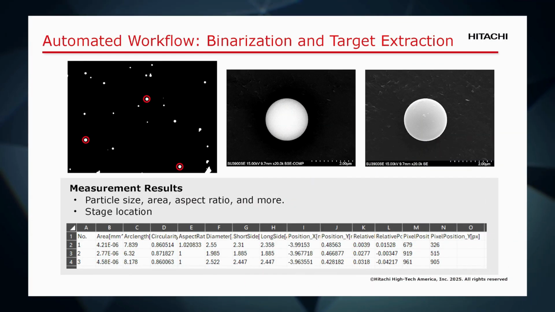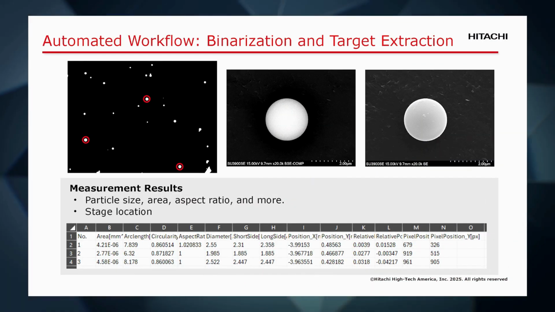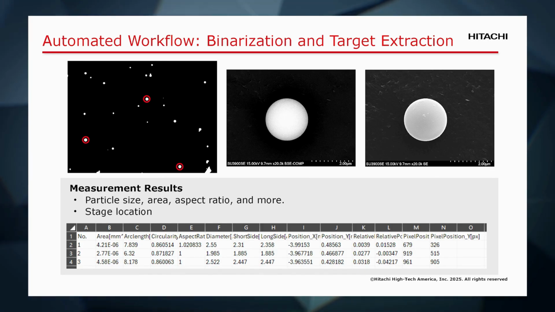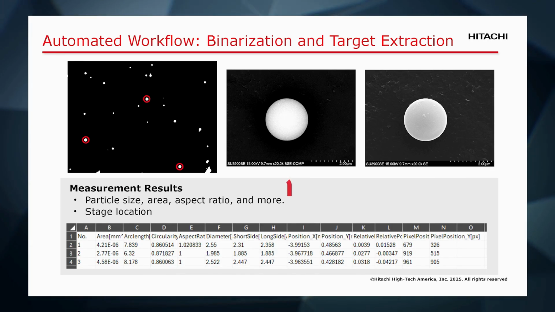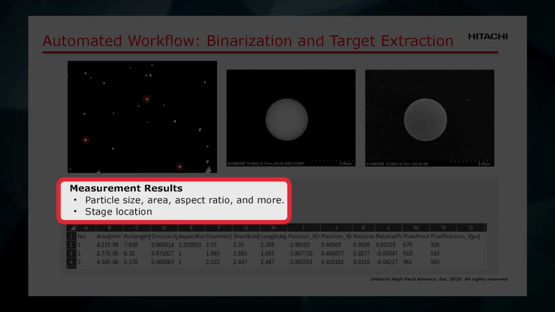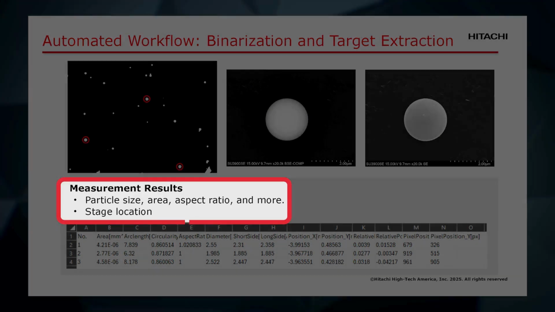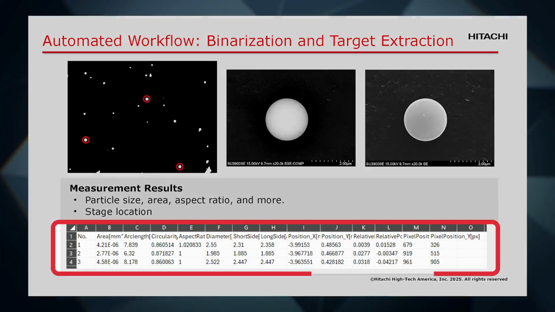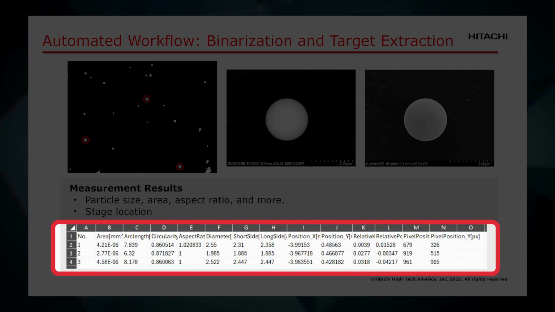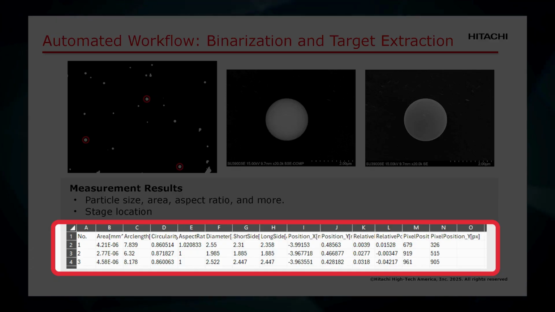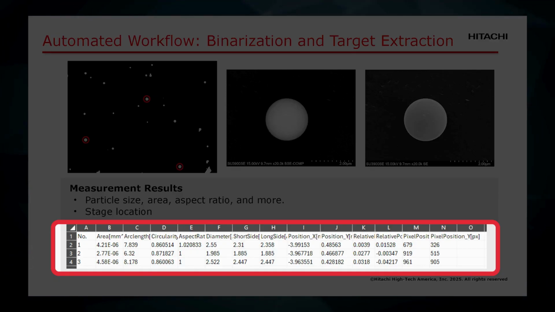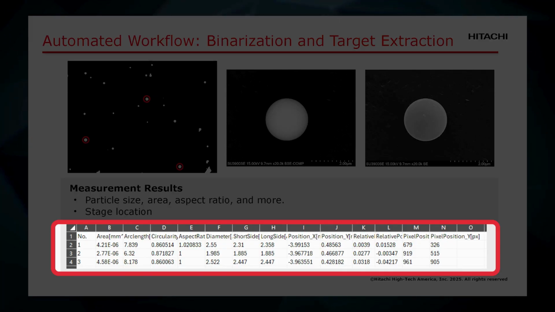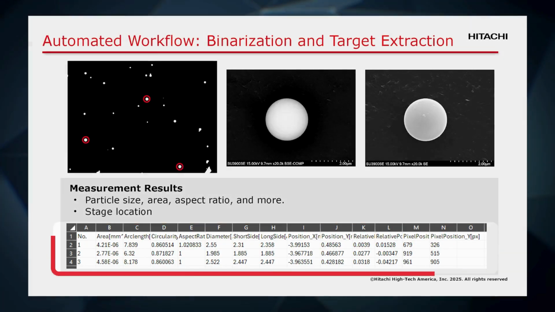In addition to automated imaging, the system performs real-time measurement of the detected particles. This includes particle size, area, aspect ratio, and other measurements. The software also records the stage coordinates for each detected particle, as you can see here. These results can be saved and exported or used to guide further analysis.